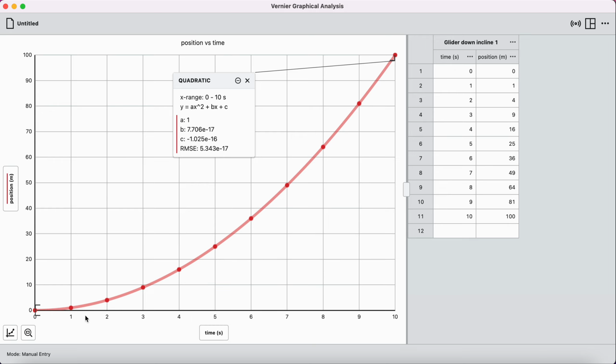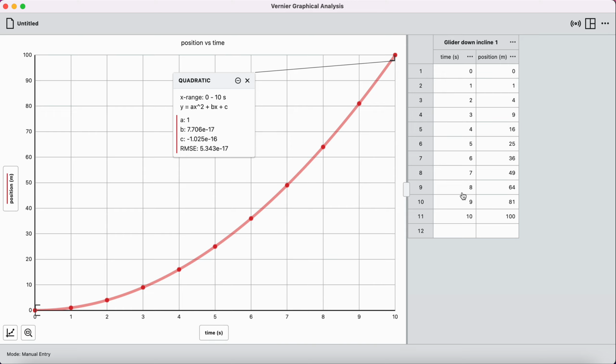We see that the shape of this graph looks like a quadratic equation. It looks like a parabola. That indicates that we may want to square the time data to help it catch up, right? A number squared, if it's bigger than 1, is going to be larger. So we want to square this time data. We could grab our calculator, go through 0 squared is 0, 1 squared is 1, 2 squared is 4, 3 squared is 9, or we could have Graphical Analysis do all of that for us.